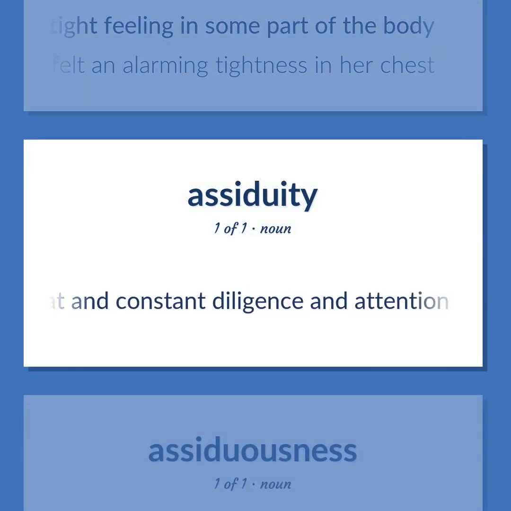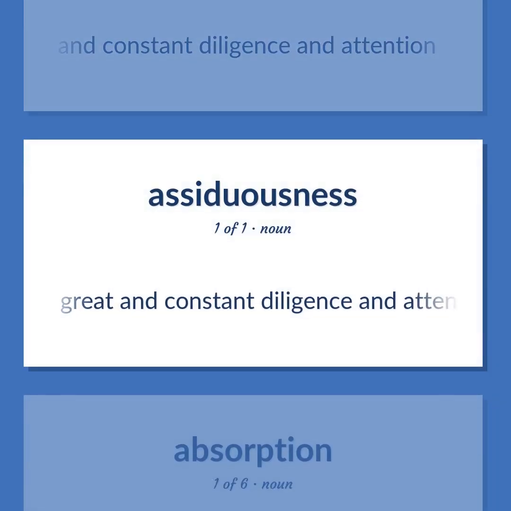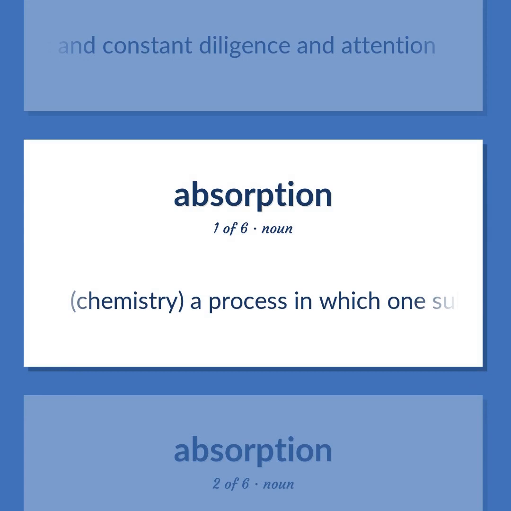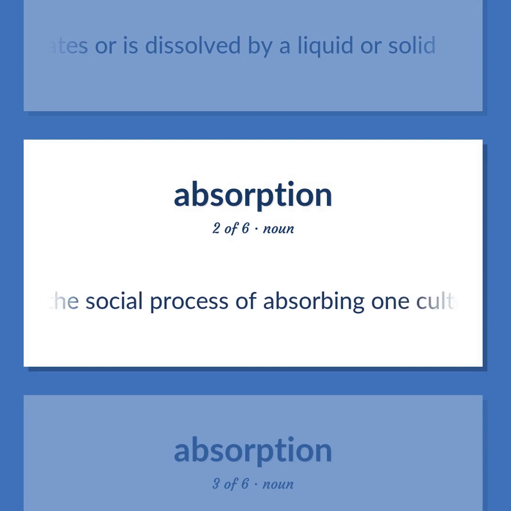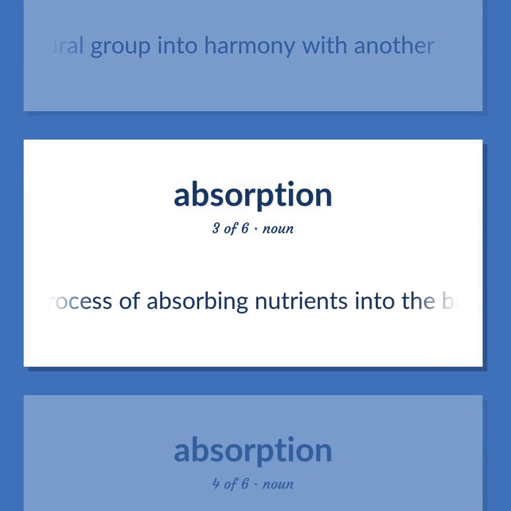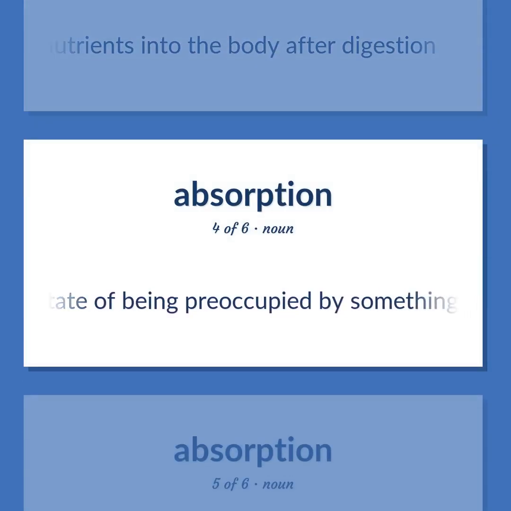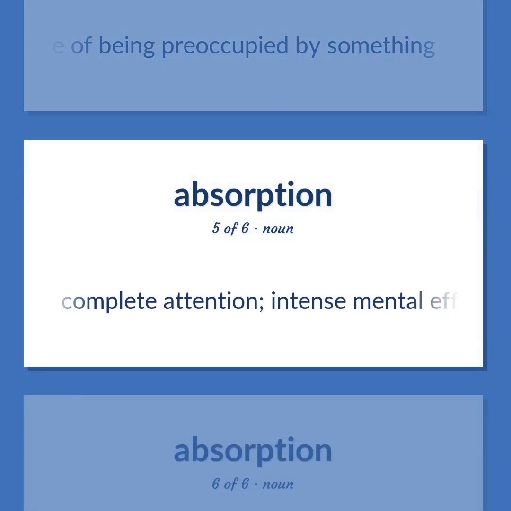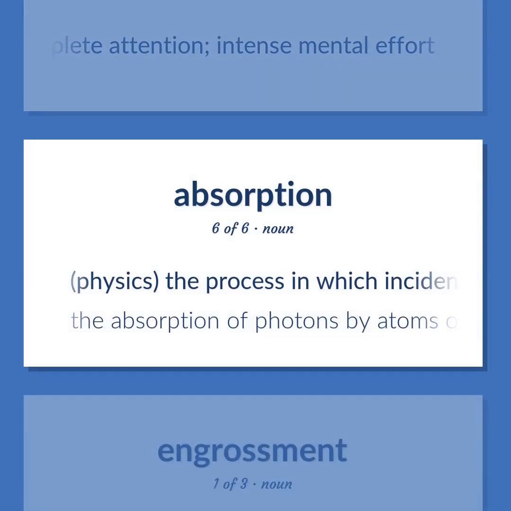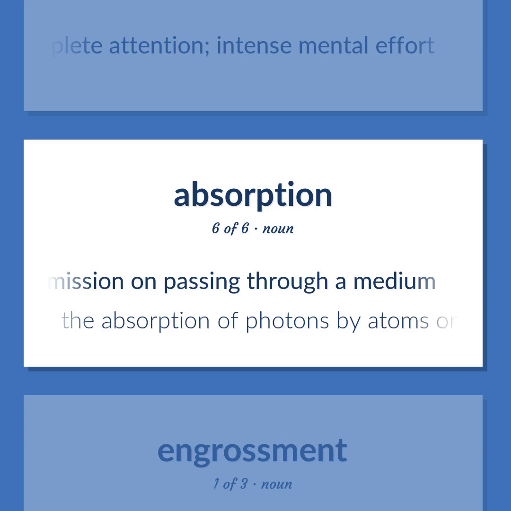Great and constant diligence and attention. Chemistry. A process in which one substance permeates another. A fluid permeates or is dissolved by a liquid or solid. The social process of absorbing one cultural group into harmony with another. The process of absorbing nutrients into the body after digestion. The mental state of being preoccupied by something. Complete attention. Intense mental effort. Physics. The process in which incident radiated energy is retained without reflection or transmission on passing through a medium. The absorption of photons by atoms or molecules.